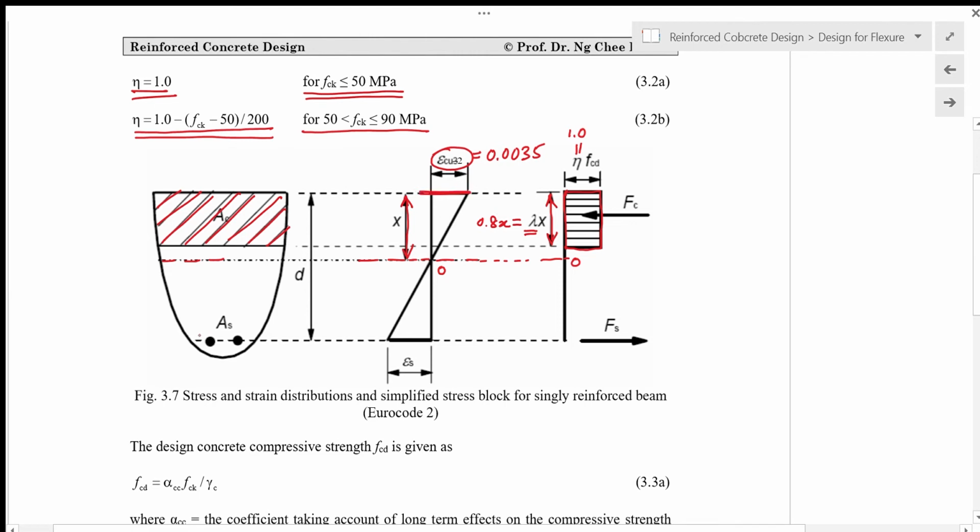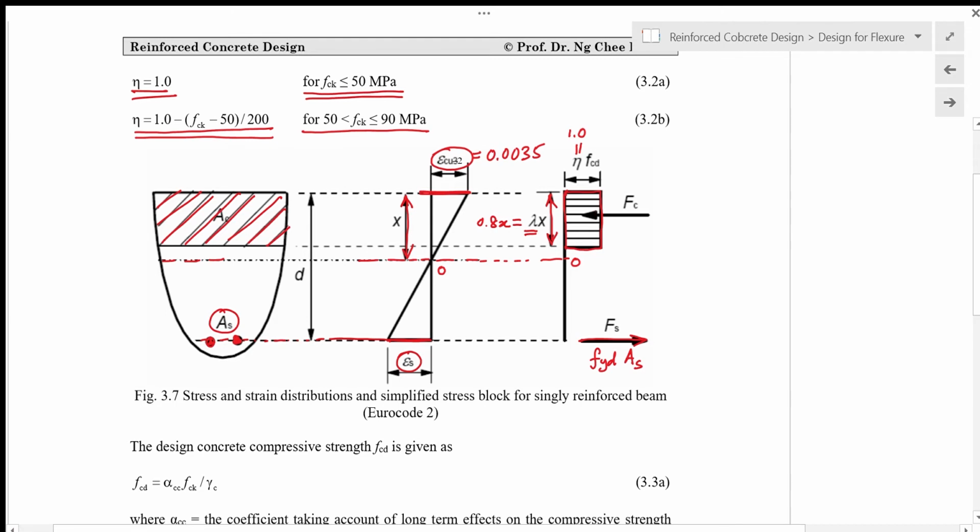In the steel, you're going to have strain of the steel, epsilon s. And then you have force in the steel, which is the stress in the steel multiplied by the cross-sectional area of the steel, where FYD is the design stress of the steel, and AS is the total cross-sectional area of the steel bar that is resisting tension.